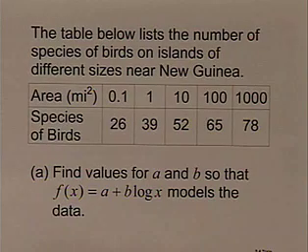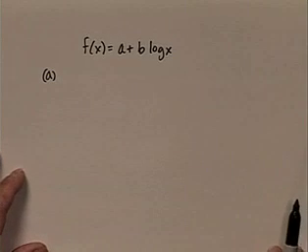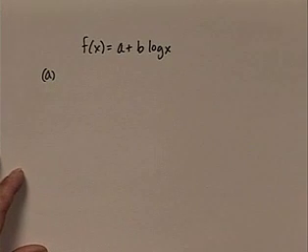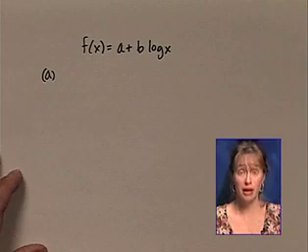The first thing we want to do with this information is find values for a and b so that this model, f of x equals a plus b log x, this is the common logarithm, models the data. What we're going to do is take some data from that table, substitute it into the function to figure out a and b. So here's our model, or our function, f of x equals a plus b times log x. You can use whatever data you like, but certain pieces of data are going to be advantageous.